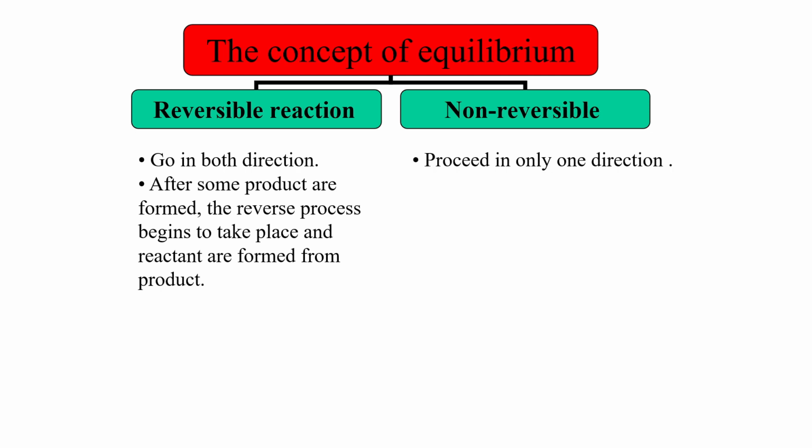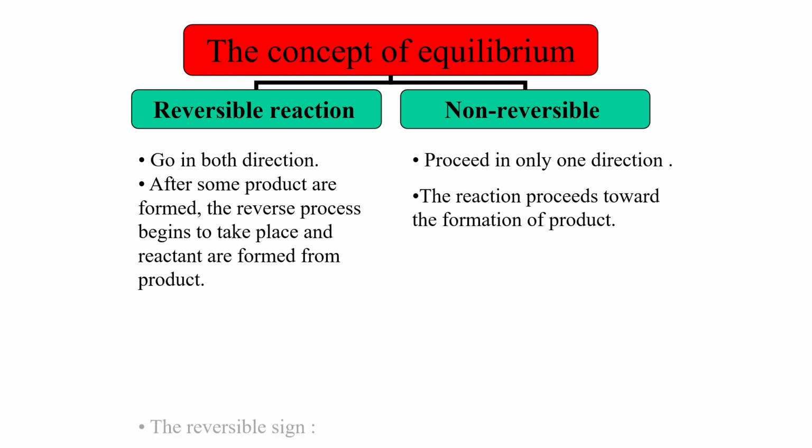For reversible reaction, after some product is formed, the reverse process begins to take place and reactant is formed from product. While for non-reversible reaction, the reaction proceeds toward the formation of product.